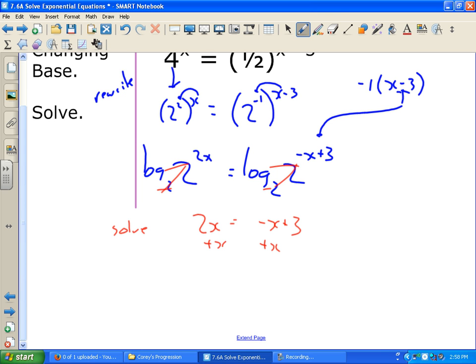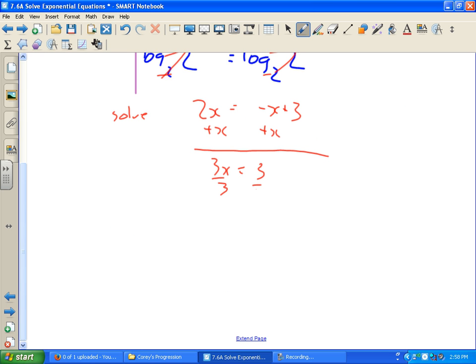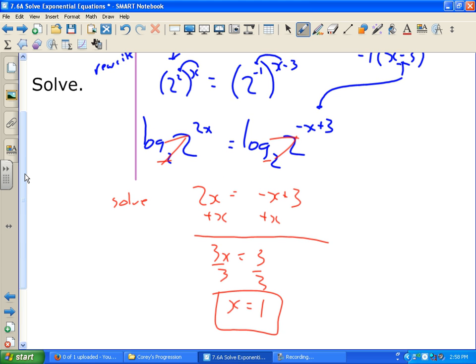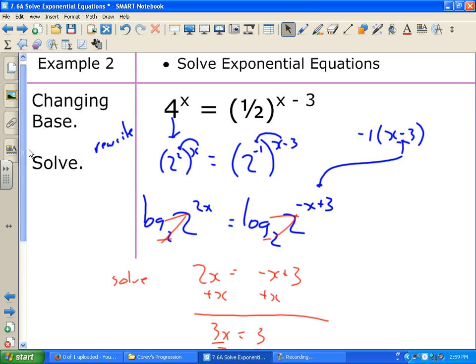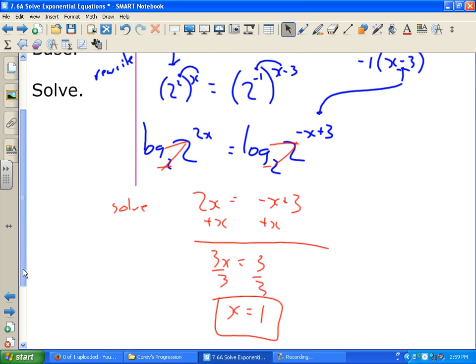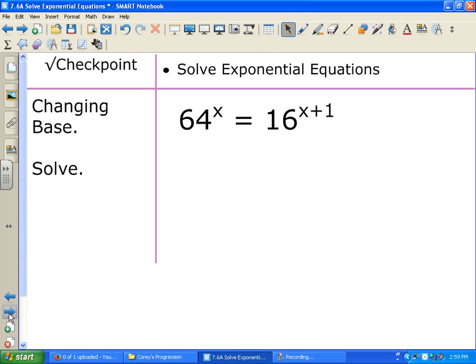Add x to both sides. That gives me 3x equals 3. Once again, I'll divide by 3. And yes, I will tell you, it is a coincidence that both of these numbers have x equal to 1. Your answers will not always be x equals 1. Match the bases, introduce a log, solve for x. Checkpoint. Pause the video, match your bases, introduce the log, solve for x. Pause, unpause when you're ready to roll.